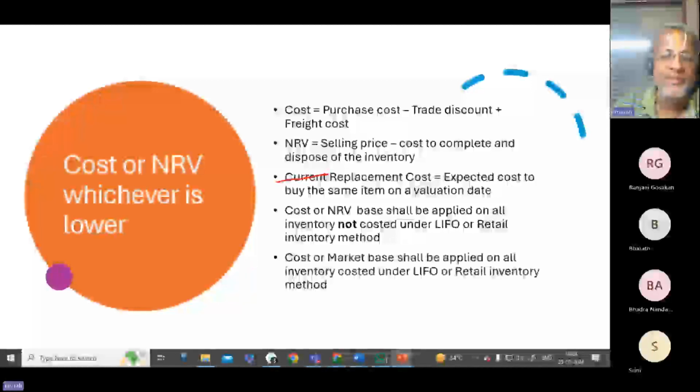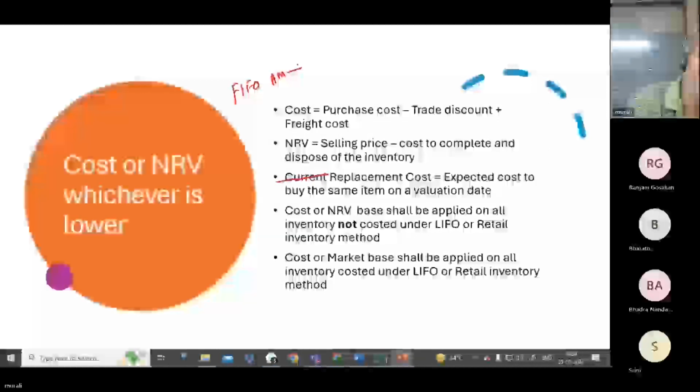The next one is that cost or market base shall be applied on all inventory under LIFO or retail inventory method. Now what is the difference between the last two statements? See, now you can consider that for FIFO and average method, it is cost or NRV, whichever is lower.